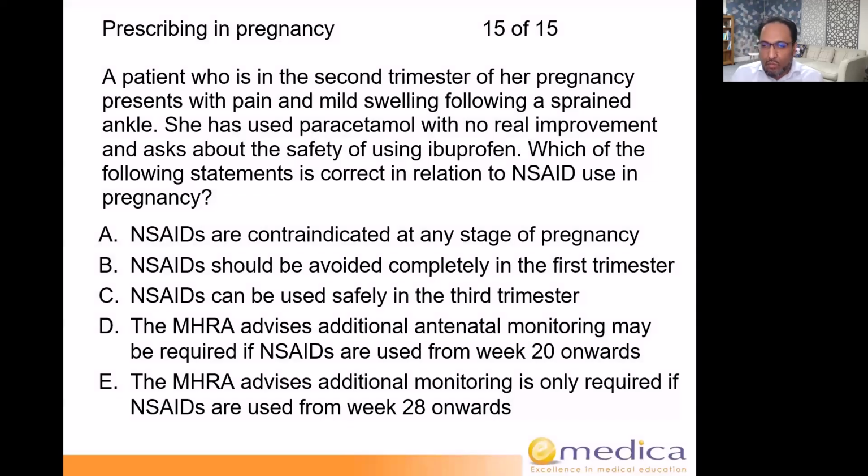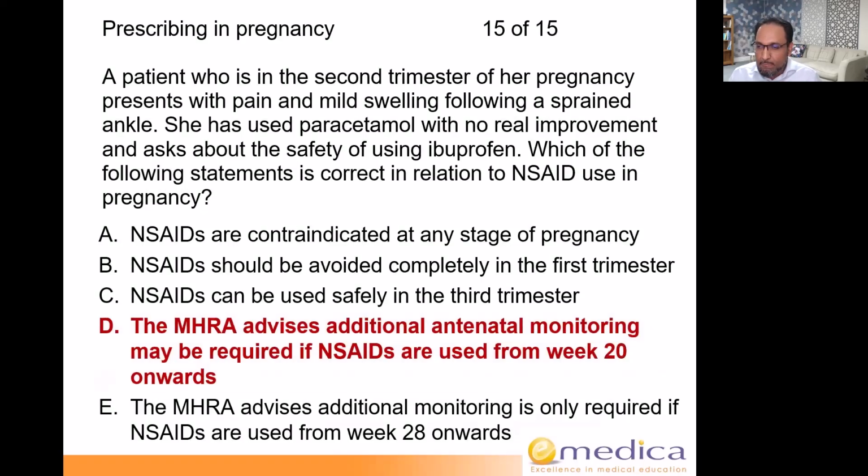Okay. And then prescribing in pregnancy. We've got a second trimester pregnancy, and she's got a sprained ankle. It's asking about ibuprofen over the counter. So the correct answer is D. It's now from 20 weeks onwards that it's recommended you should not have NSAIDs. Previously, it was contraindicated in the last trimester, specifically, they said 28 weeks onwards. So those of you that picked E, you just might not be aware of the latest update, because up until the latest update, this was the evidence.